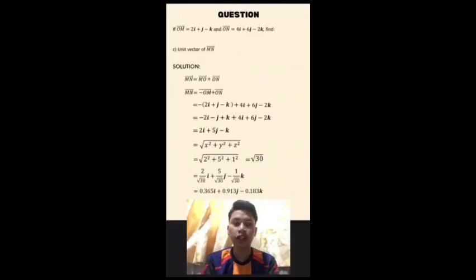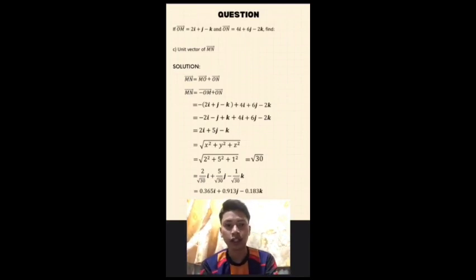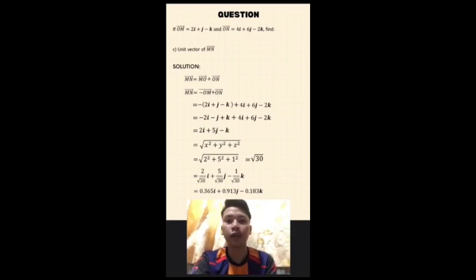Okay, now I want to discuss the next question. The question is, if OM is 2i plus j minus k, and ON is 4i plus 6j minus 2k, find the unit vector of MN.